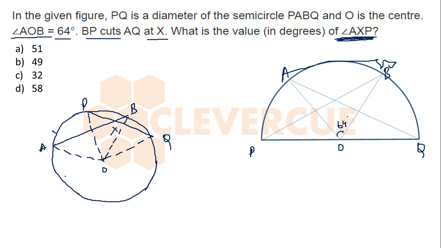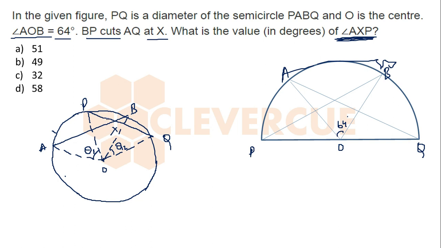Now here this angle is given as theta1 and this angle is given as theta2. Okay, here this is the O. Here angle POA is theta1 and angle BOQ is theta2, right?